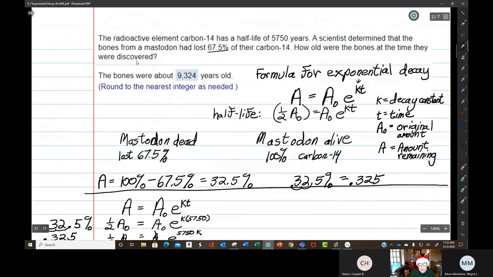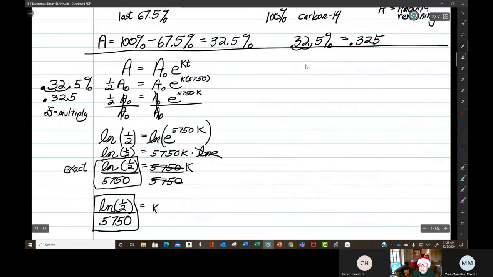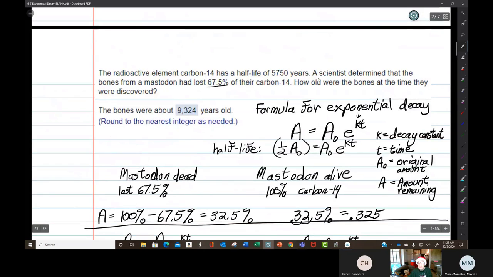And now here's what we're going to do. We're going to use A equals A naught e to the KT, but now we're going to use it with the second part of the problem. A scientist determined that the bones from a mastodon had lost 67.5% of their carbon 14. How old were the bones at the time they were discovered?